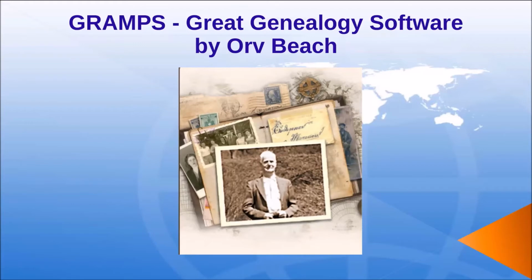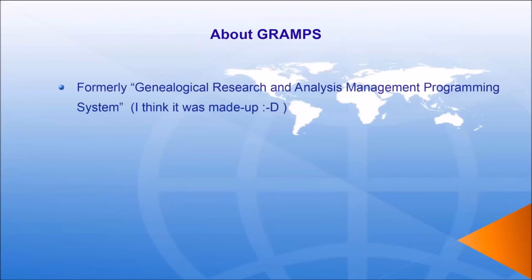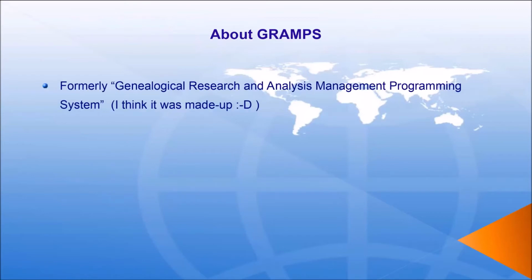Okay, thanks to APCUG for letting me do this presentation. I noticed I had done one about 5 years ago, so I went through and pretty much every slide had changed. So about Gramps, I think they called it Gramps and then made up the acronym behind it, Genealogical Research and Analysis Management Programming System. In any case, it's an open source community project. What that means is the source code for the software is available to the public for inspection and modification.